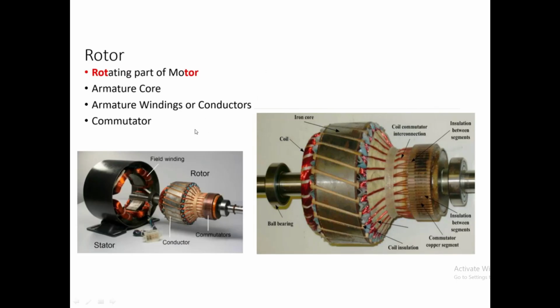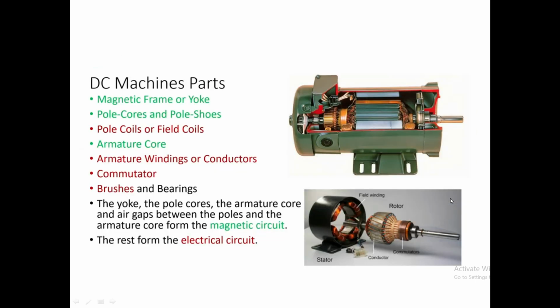If you take the rotor, the rotor is the rotating part and it has the armature core. See, this is the armature core, and in the armature core we have slots to accommodate the armature windings. It also has the commutator, and these are the bearings, and we will have brushes also. See here: magnetic frame, pole core, pole shoes, pole coil. Up to this are the stator parts, and the remaining are rotor parts.